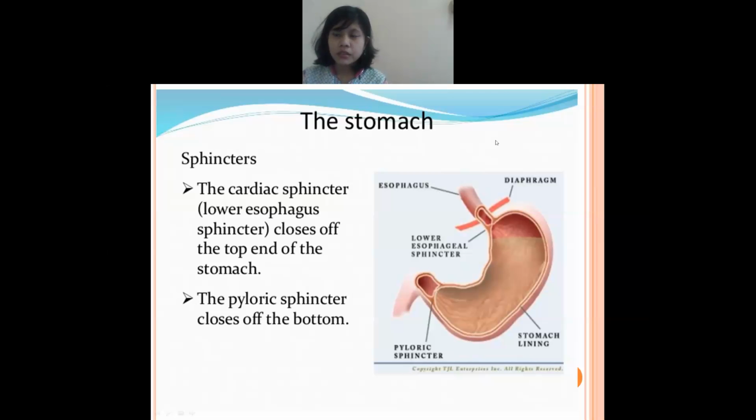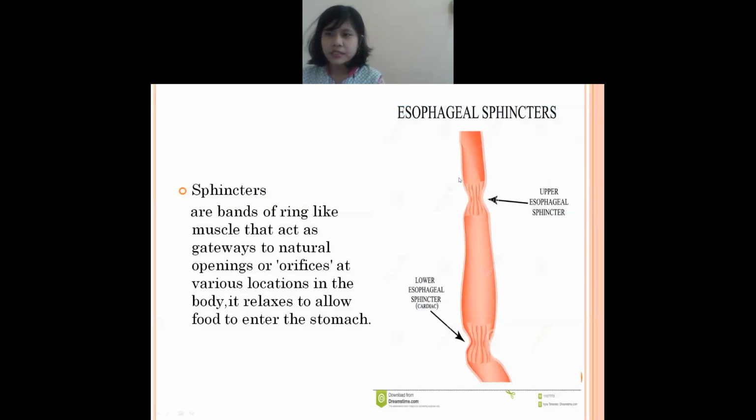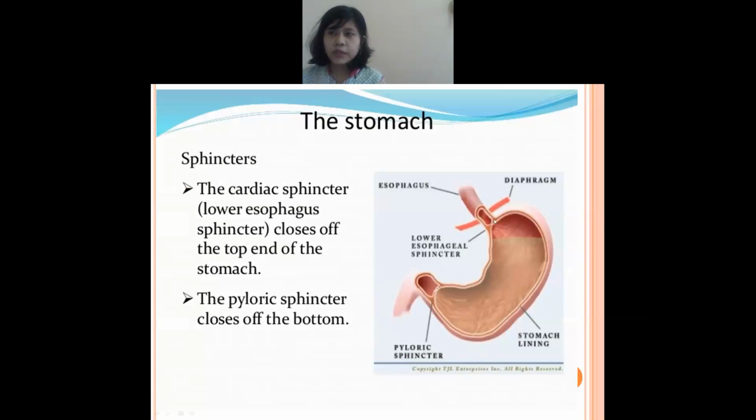Ma'am, can you explain the stomach again? Okay. You remember, from the esophagus, the food bolus or chyme is coming and going towards this side. Then it will go to the lower esophageal sphincter. This is the esophagus, and this is still the esophagus. As the food goes, it will open.